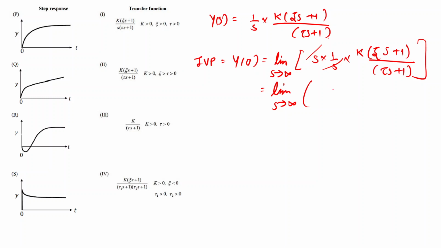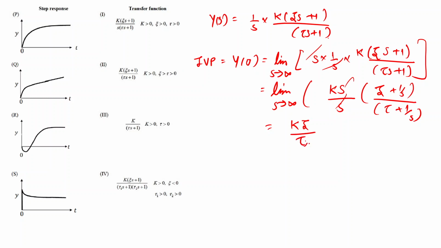We can take s as common, so it will become ks upon s plus zeta plus 1 upon s upon tau plus 1 upon s, as this will get cancelled out. And if we put s as infinity, we will be getting the initial value k zeta upon tau. Over here we have been given that all these values are greater than 0, that implies that this value will also be greater than 0. Similarly, we will be finding the final value.